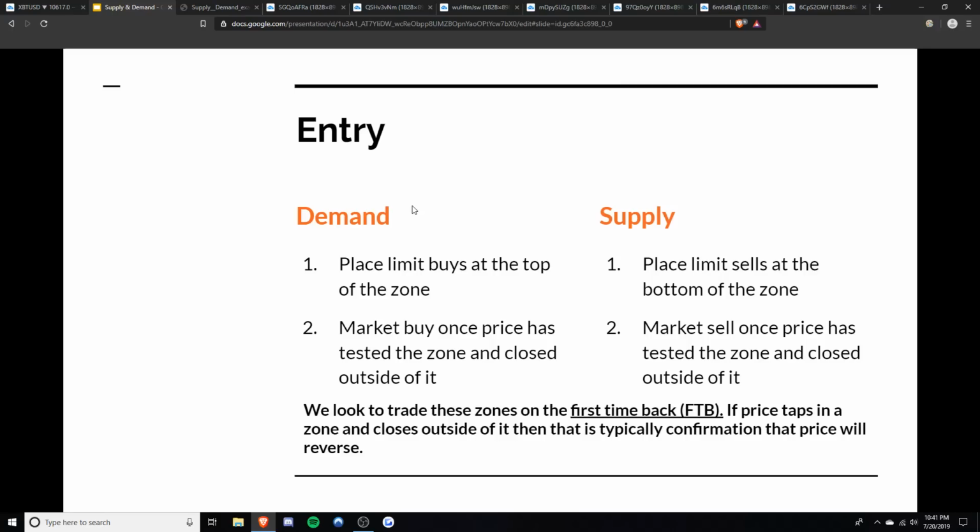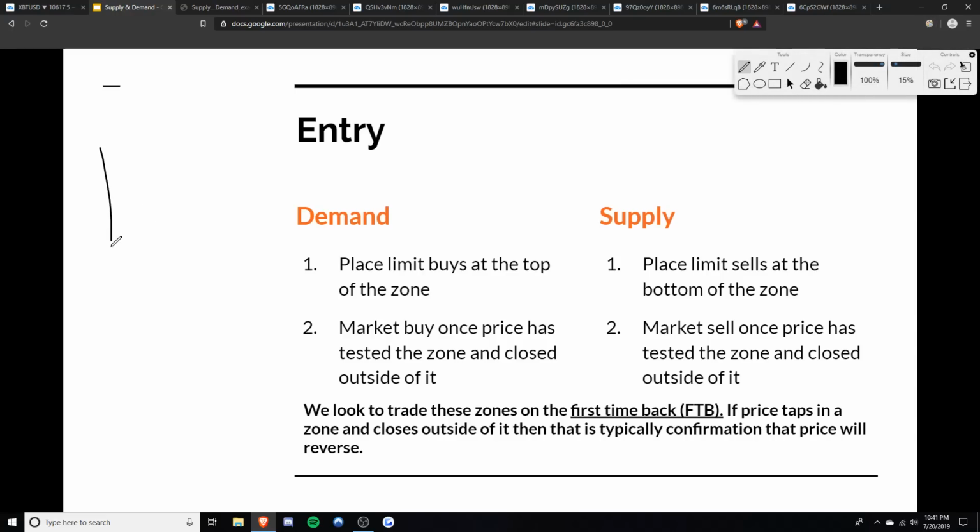And really, this depends on your strategy already. I wouldn't change it if you already are used to limiting in, or if you are used to market buying in, market selling in. I would just go with what you're used to and what you have stats to back up. So you can place a limit buy at the top of the zone.